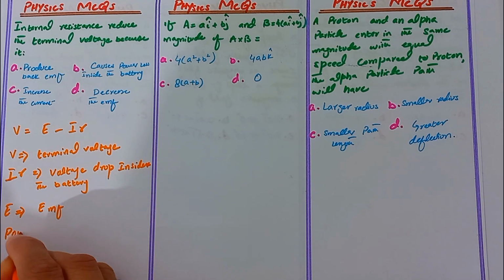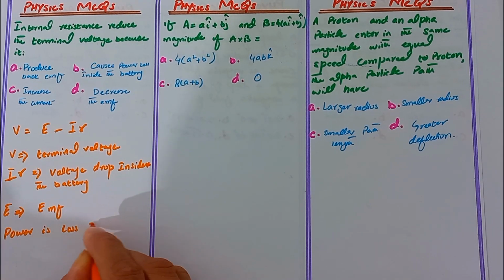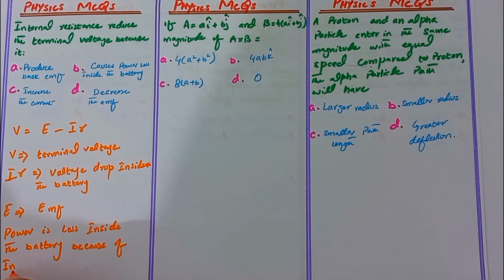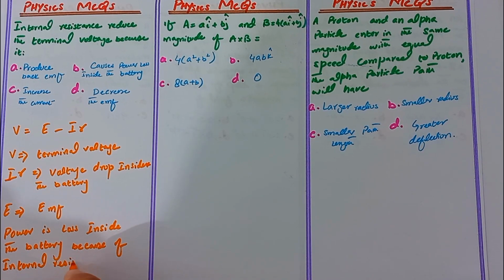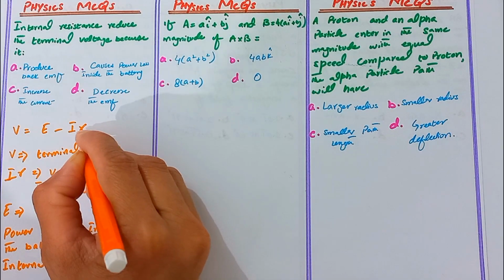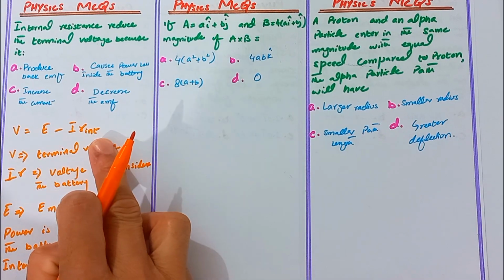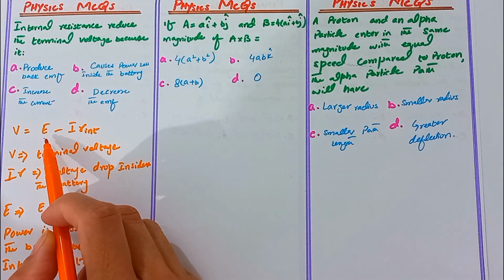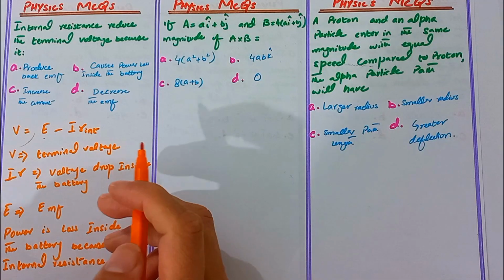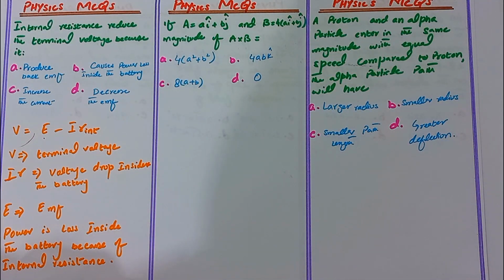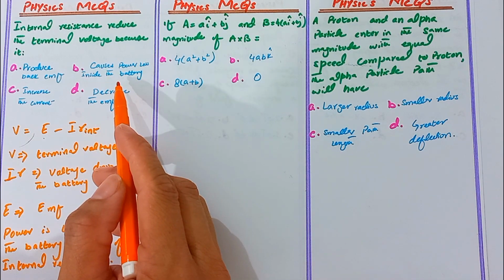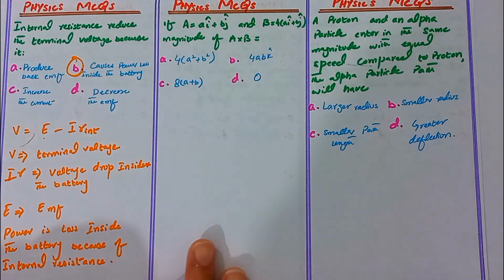Power is lost inside the battery because of internal resistance. This is IR. The R shows the internal resistance. Because of the internal resistance, the total voltage of the battery's EMF source is decreased. So the terminal voltage is decreased, and power is wasted inside the battery because of the internal resistance. Internal resistance reduces the terminal voltage because of power loss inside the battery. So the correct option is option B.